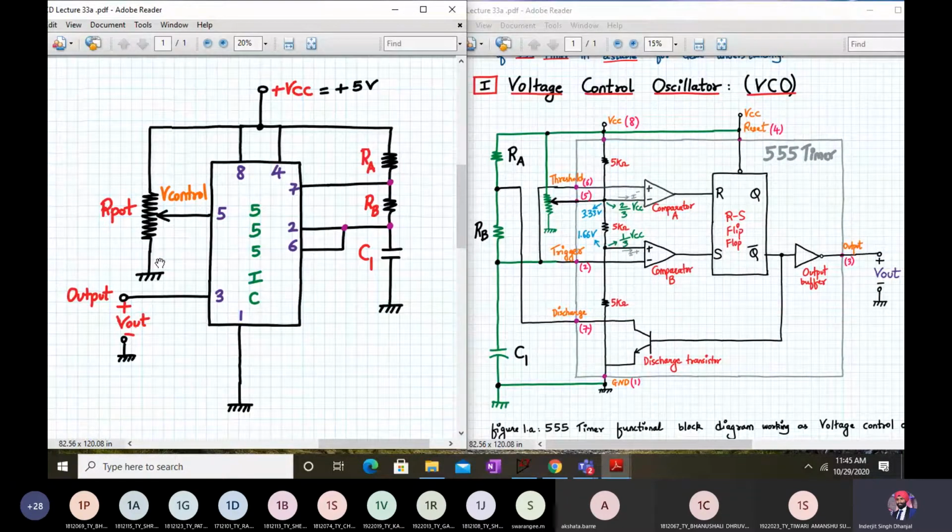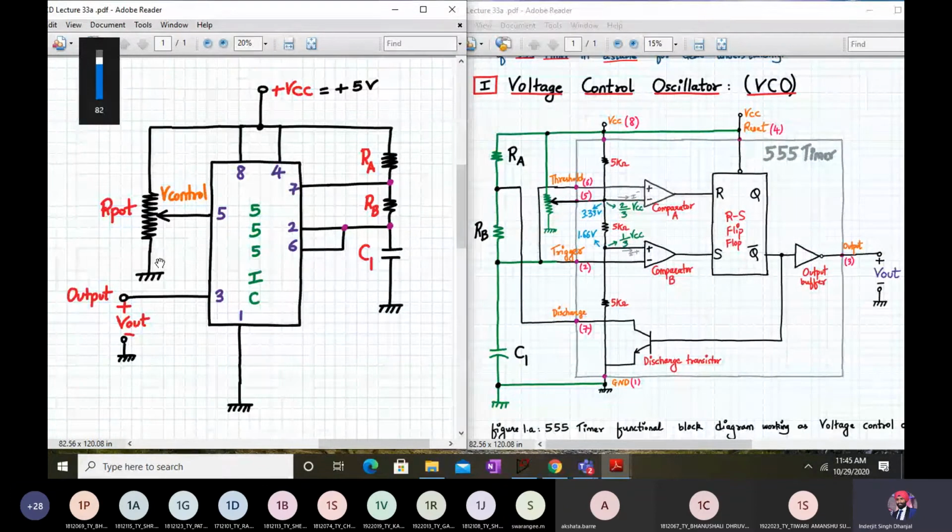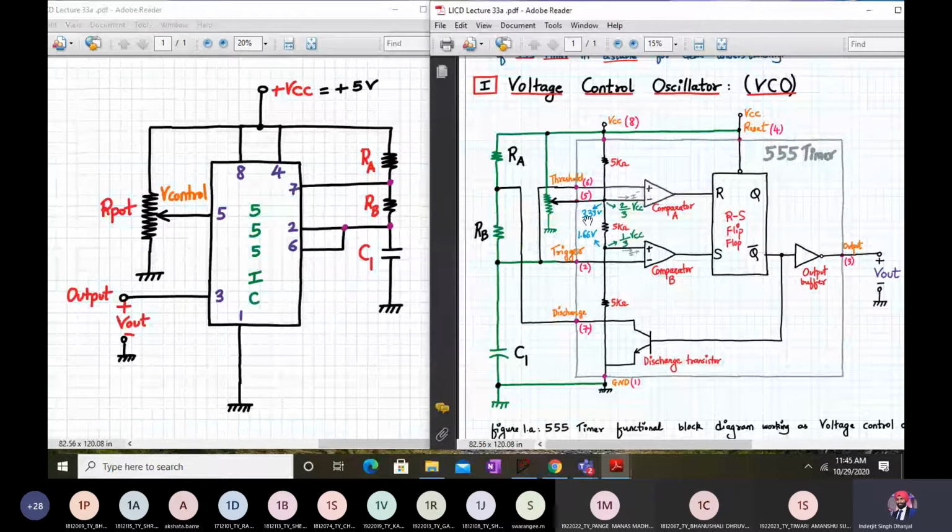So what does it mean? Anyone can tell me what will be the V control voltage varying from? If I keep the potentiometer position minimum and maximum, what is the maximum and minimum value of V control? Anyone? 0 and 5 volts. Yes, perfect. So that means my V control voltage will be varying between 0 and 5. Correct?